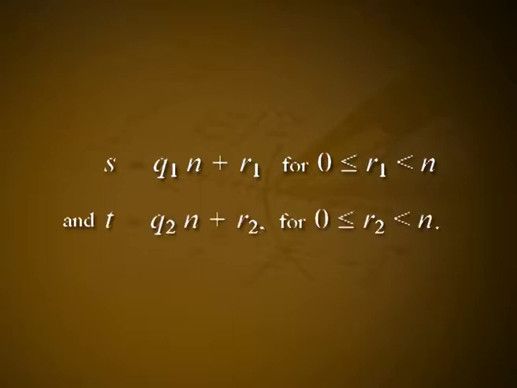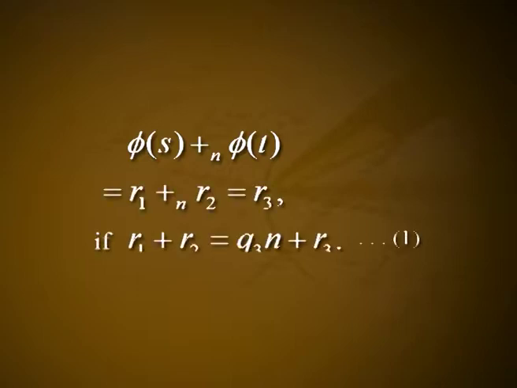Now, s, t belongs to Z can be written by the division algorithm as s is equal to q1 into n plus r1 for 0 less than or equal to r1 less than n, and t is equal to q2 into n plus r2 for 0 less than or equal to r2 less than n. Hence, by definition of phi, phi of s is equal to r1, phi of t is equal to r2, and therefore phi of s addition modulo n phi of t equal to r1 addition modulo n r2, which is equal to r3, if r1 plus r2 is equal to q3 into n plus r3, equation number 1.